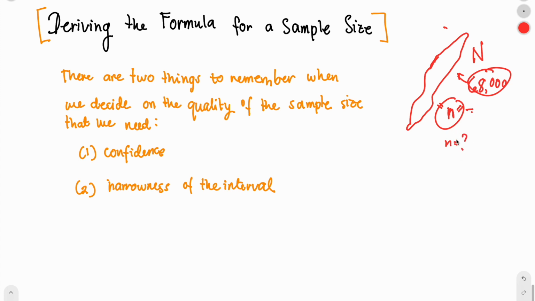So you will learn that in this lesson: deriving the formula for a sample size. So there are two things to remember when we decide on the quality of the sample size that we need. First is the confidence, and two is the narrowness of the interval.